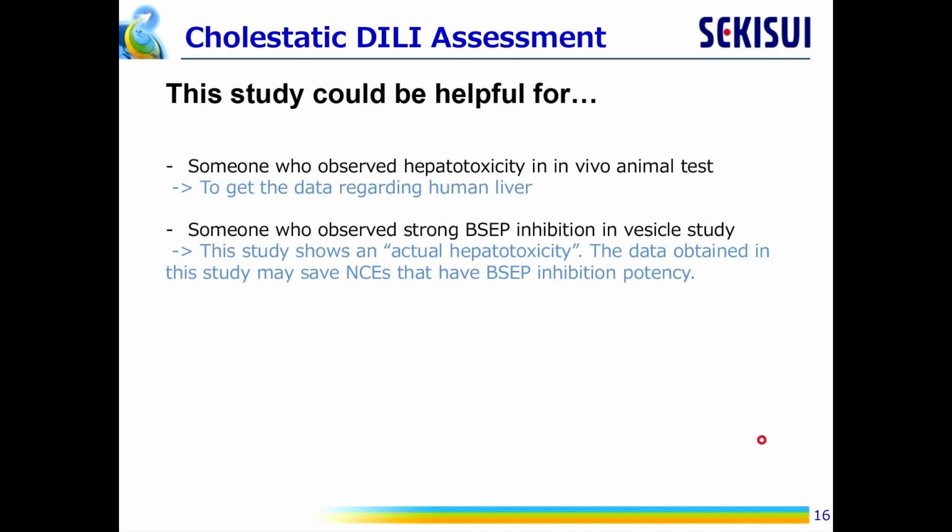From these studies, we can help someone who observes hepatotoxicity in an in vivo animal test to explain observations, or someone who observed strong BCRP inhibition in an in vitro drug transporter study to predict hepatotoxicity in vivo. It should be noted that we use human clinical data and human test systems for these assays, not animal.